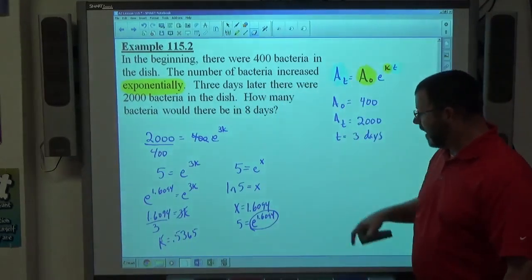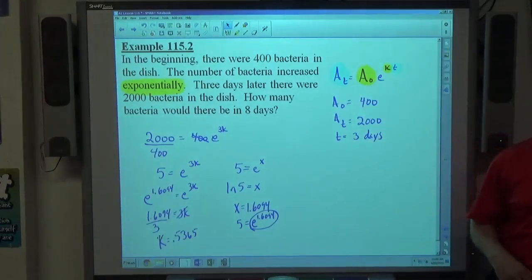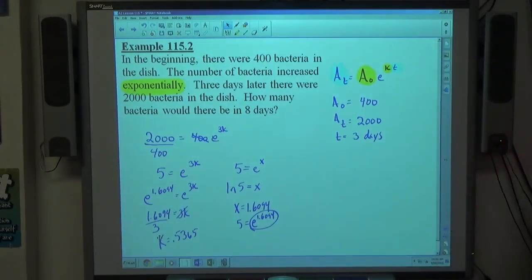All right, that didn't answer the question. All that did was give me the constant of growth. And again, the constant of growth is positive because growth constants are positive. Decay constants are negative. All right.